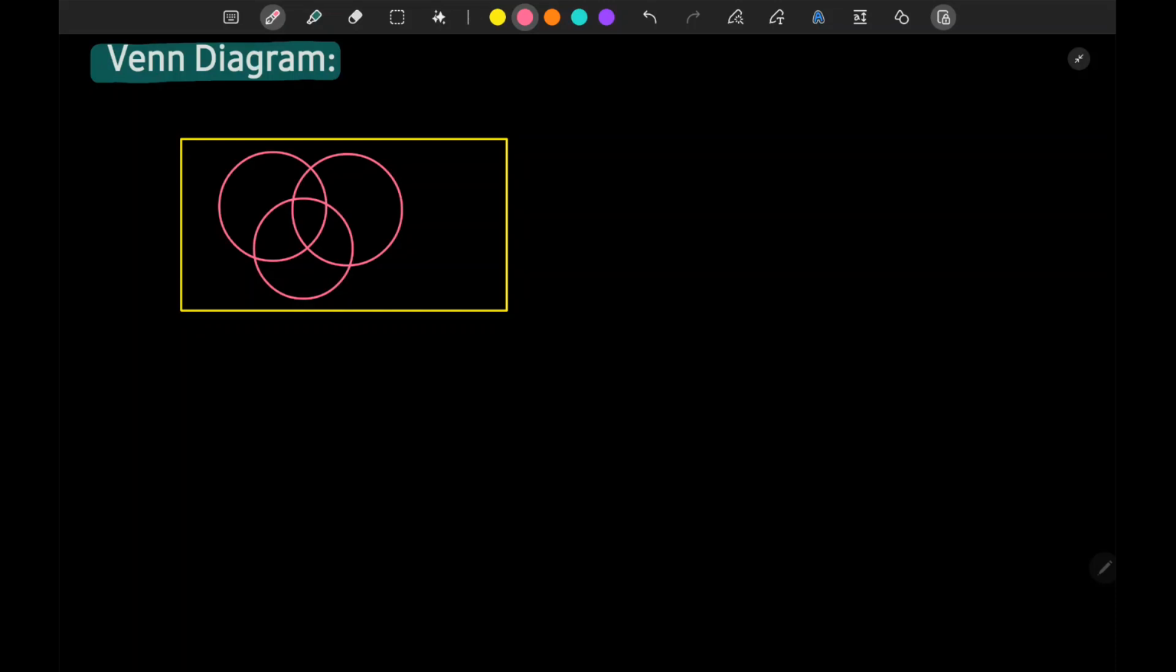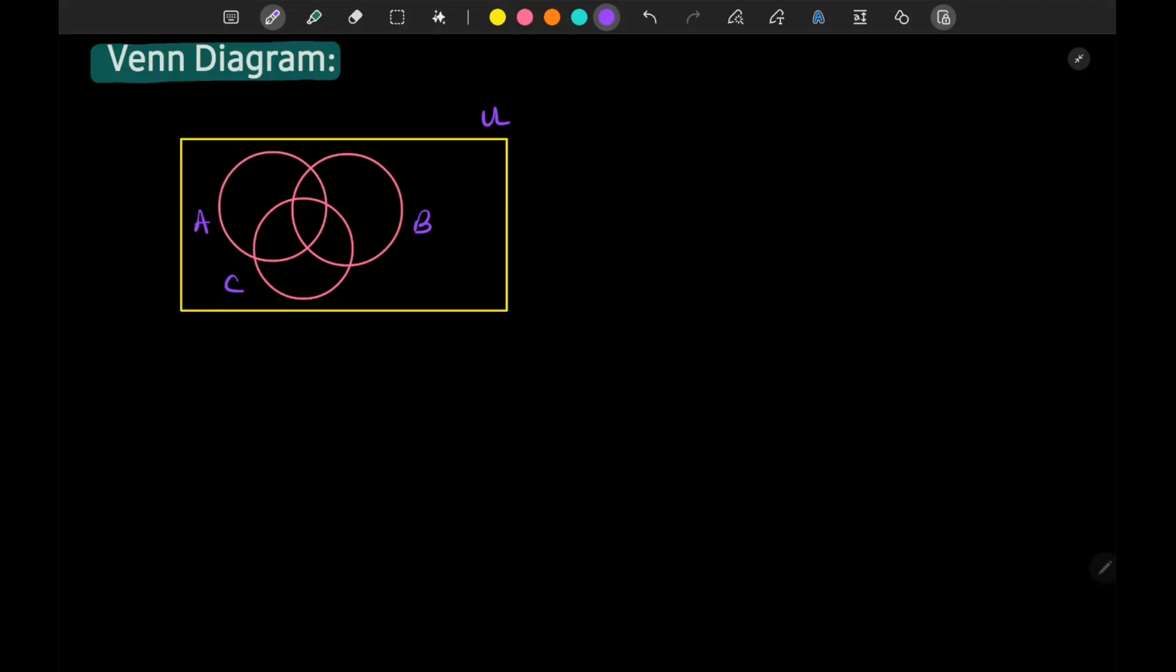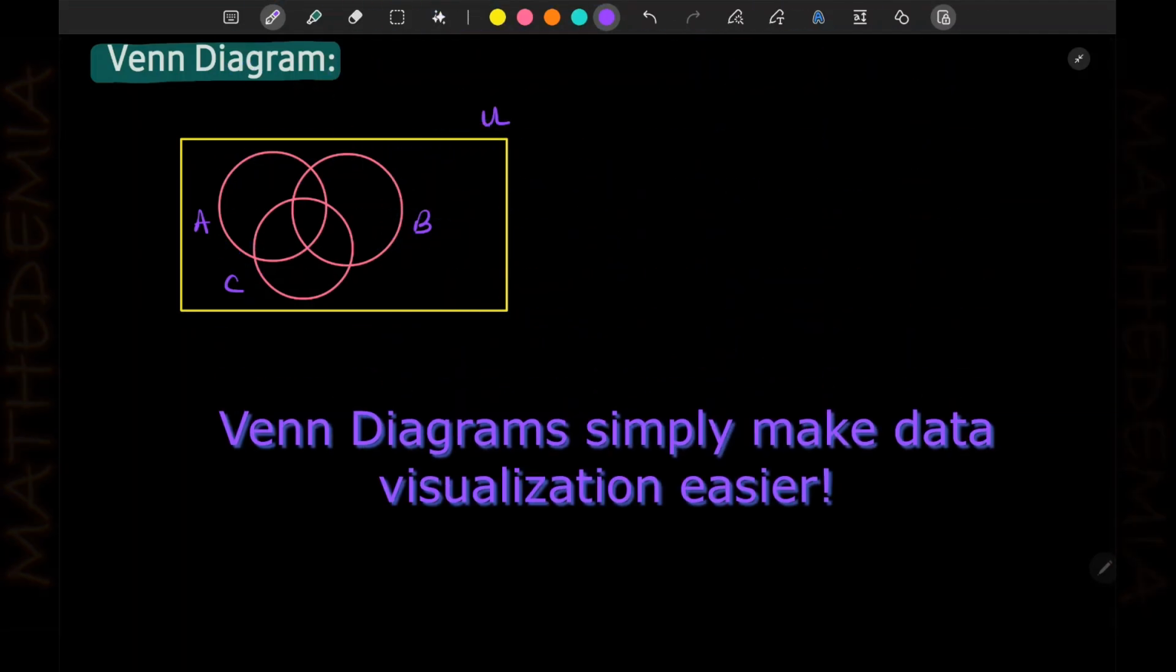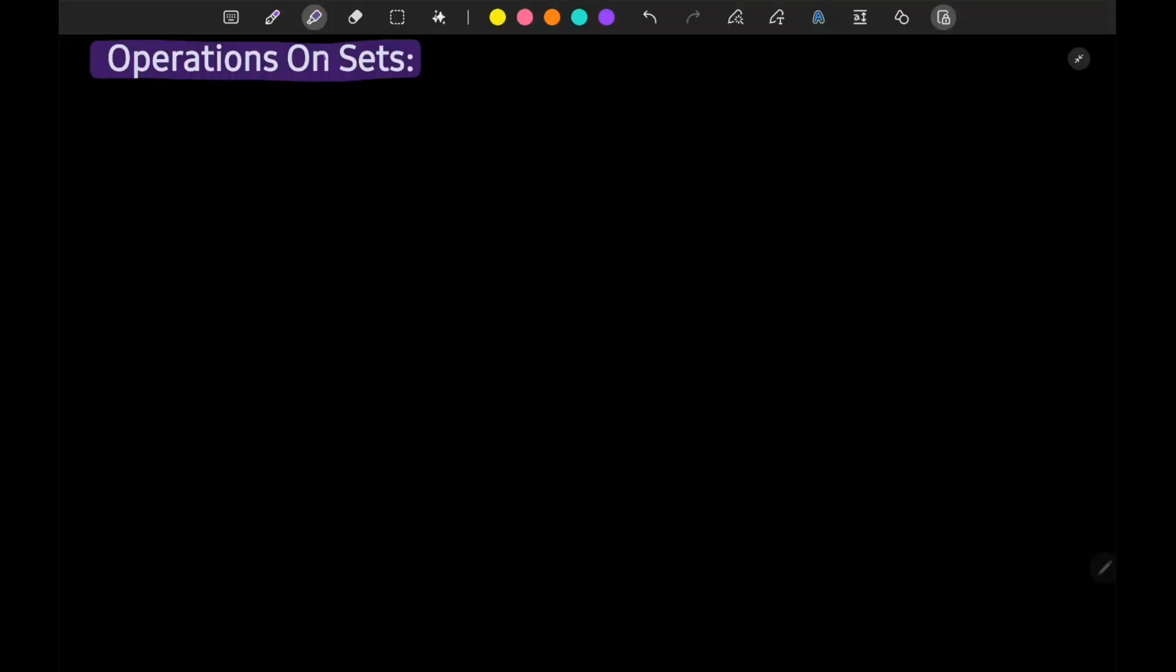Let us, for example, take three sets A, B, and C in the universal set U. Here these three sets are represented using circles, and the universal set is represented using a rectangle. Basically, Venn diagrams are graphic charts made of overlapping circles where each circle represents a different set. A Venn diagram provides a clear way to express the relationships between different sets, which in particular makes the visualization of data easier. Now we will discuss the different types of operations on sets.